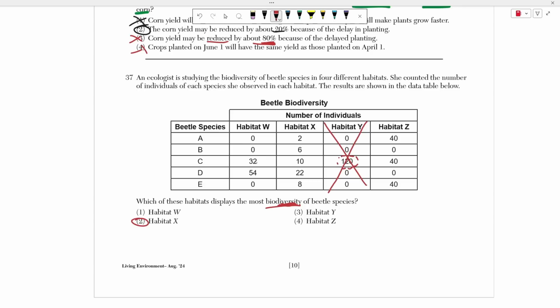Why isn't it habitat W? Well, because habitat W doesn't have beetle species A, B, or E. And why isn't it habitat Z? Because habitat Z doesn't have beetle species B or D, right? The more diverse you are, the more species you have. So it doesn't matter if habitat X only has 2 beetles that are species A. They still have some species A beetles, which makes them more diverse because it has more species.